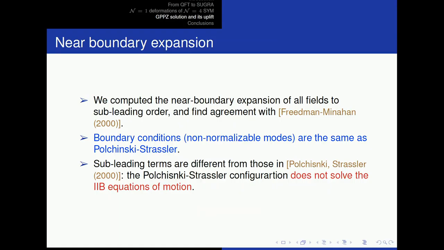So we also looked at the near boundary behavior. This is the beginning of understanding how to extract the VEVs for the Kaluza-Klein modes. We find agreement with an earlier work of Freedman and Minahan from 2000, where they did a special case. The boundary conditions that we're using, namely the non-normalizable modes, are exactly the same as what Pilch-Warner used. But the subleading terms are different from those of Pilch-Warner. And this implies that what they give as a solution actually doesn't solve the equations of motion. So I think that puts a big question mark on the validity of that solution.